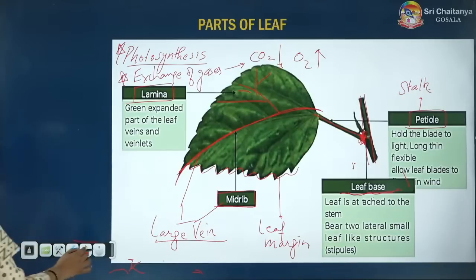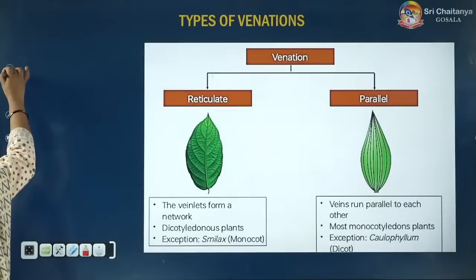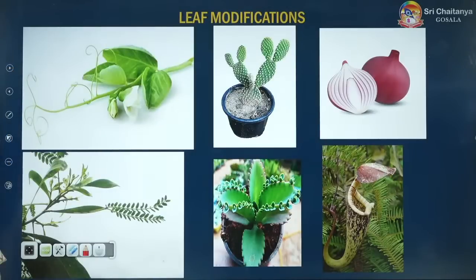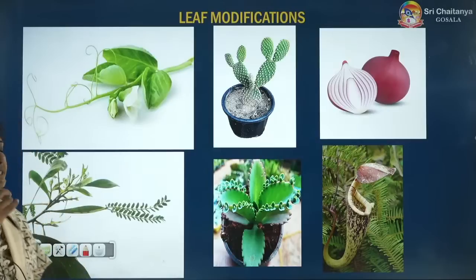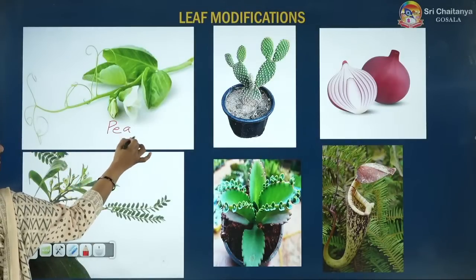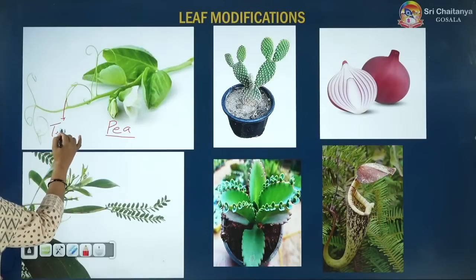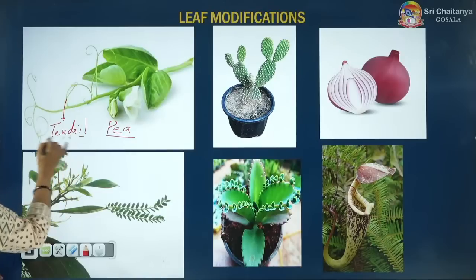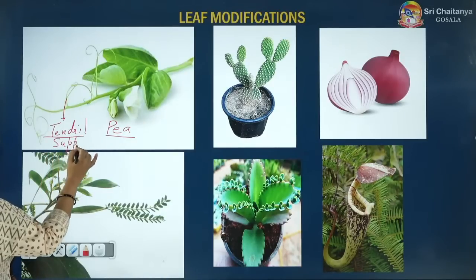Now coming to the point, what are the modifications? Can you see the modification? So much modification, very beautiful modification. These are of the leaf. The first is, this is an example of pea. Here the leaf is modified into tendrils. So what function are they doing? They are giving the function of support.